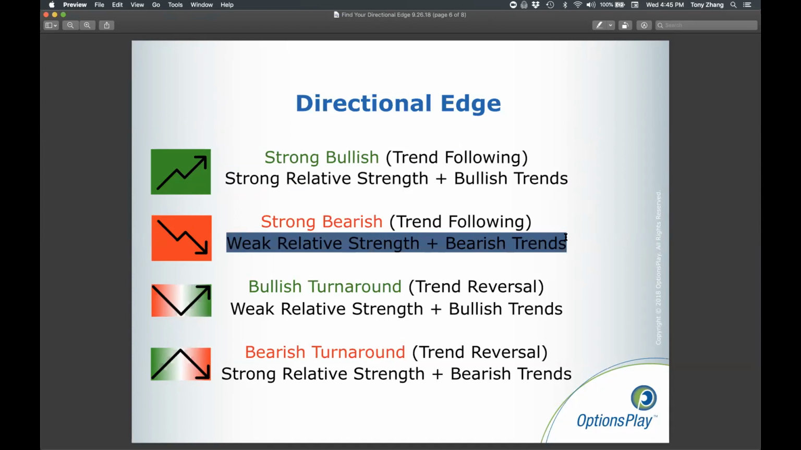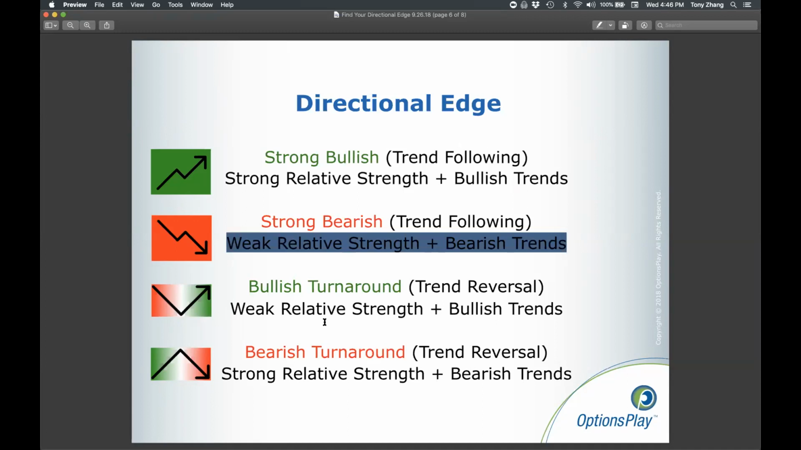Using the combination of trend and relative strength really gives you a directional edge. Conversely, for those of you that like to trade reversals or contrarian trades, this is really where you want to look for turnaround trades.